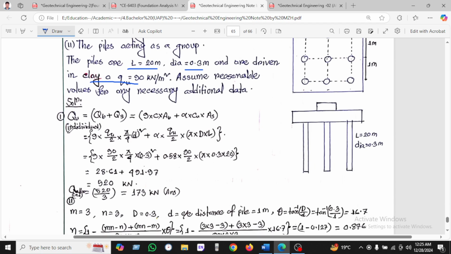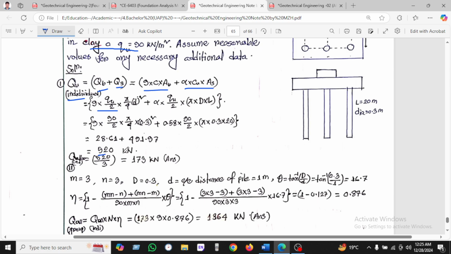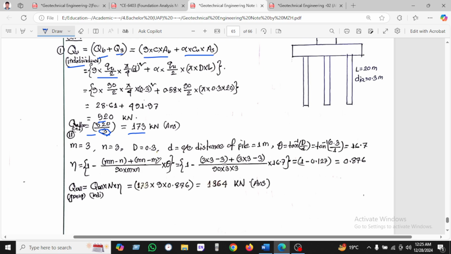So we know the individual Q is end bearing plus skin resistance. End bearing is 9 c_u A_b, and skin resistance equals alpha c_u A_s, and putting all these below we find 520, and for the individual allowable load we divide by the factor of safety and find 173 kilonewton.